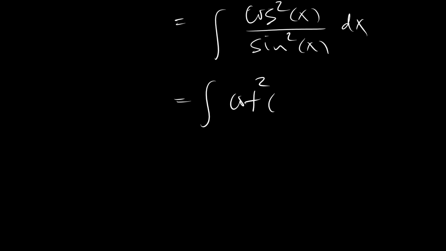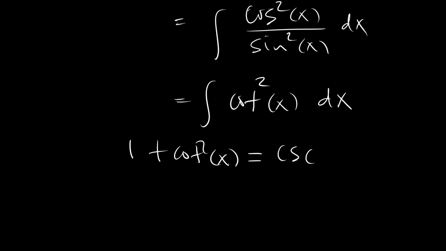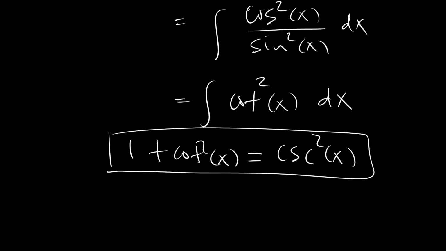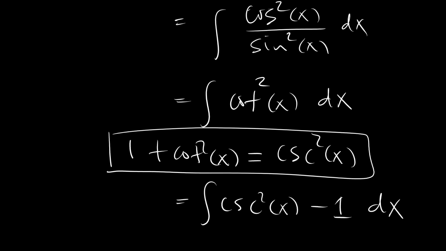Cotangent squared of x. And then what is cotangent of x? Since 1 plus cotangent squared of x is equal to cosecant squared of x, our integral is the same as the integral of cosecant squared of x minus 1. Okay?